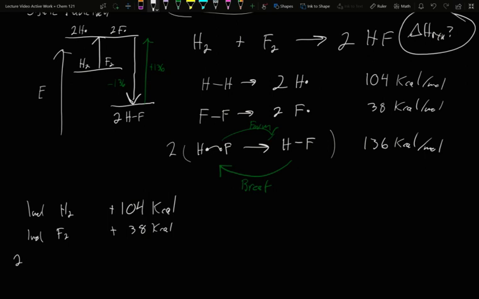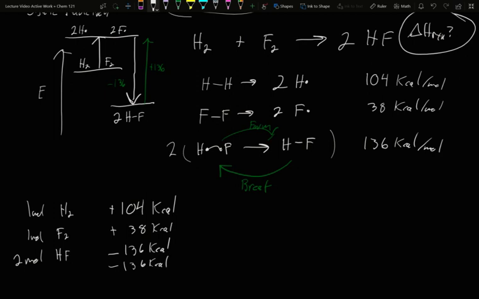Then I have 2 mole of HF. Well, this is going to be each of them. I'm forming my HF. We said we took our free atoms and we were combining them to make our product HF. So this is going to be minus 136 kcal, but I have 2 of them, so I do it twice. 136 kcal.